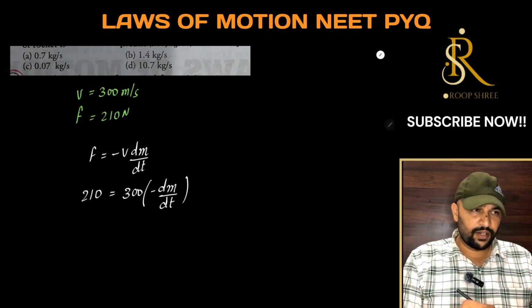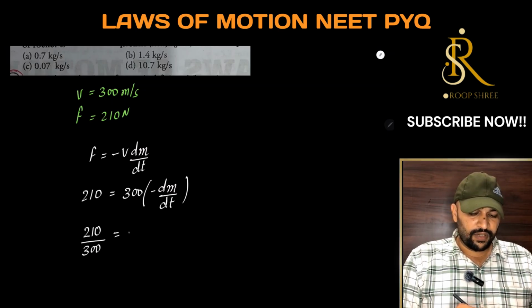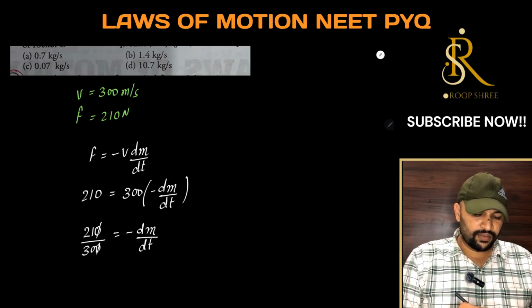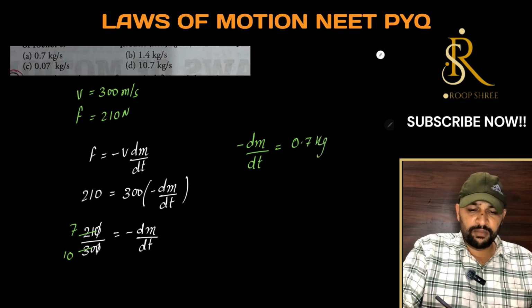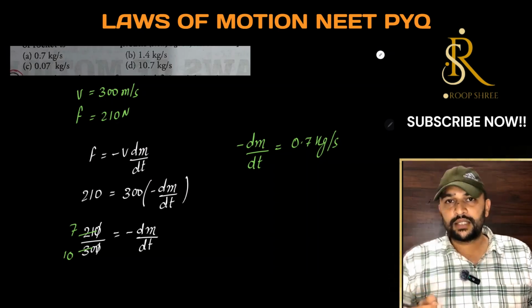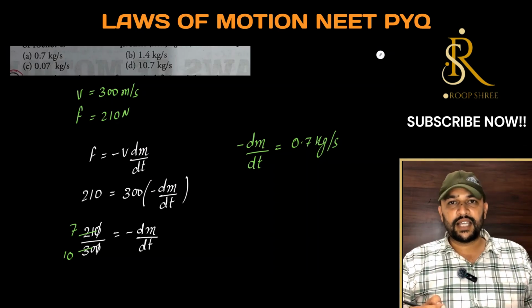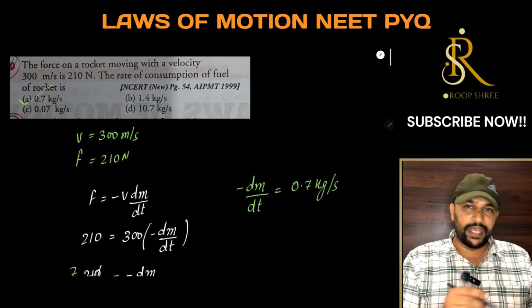So I am taking this 300 on the left hand side and it will become 210 over 300, right? That will be our minus dm by dt. And on cancelling, 0 cancels with 0 and we are left with 21 upon 30. So 3 sevens are 21 and 3 tens are 30. So we got here minus dm by dt, that is the fuel consumed, that will be how much? 0.7 kg per second, because on the left hand side, mass per second, dm by dt, m is mass, the unit will be kg and dt is time, so seconds, right? So 0.7 kg per second. So correct option is option A.